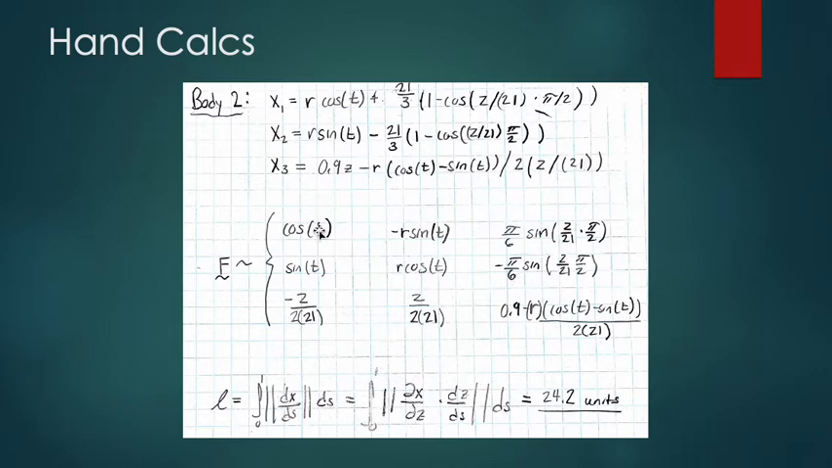And then here, this is the derivative of x1 with respect to r, so you get a cosine t. The derivative of x1 with respect to t ends up with a negative r sine t, and so on. So this is the derivative of x2 with respect to r, x2 with respect to t, and x2 with respect to z. Then x3 with respect to r, t, and then z.